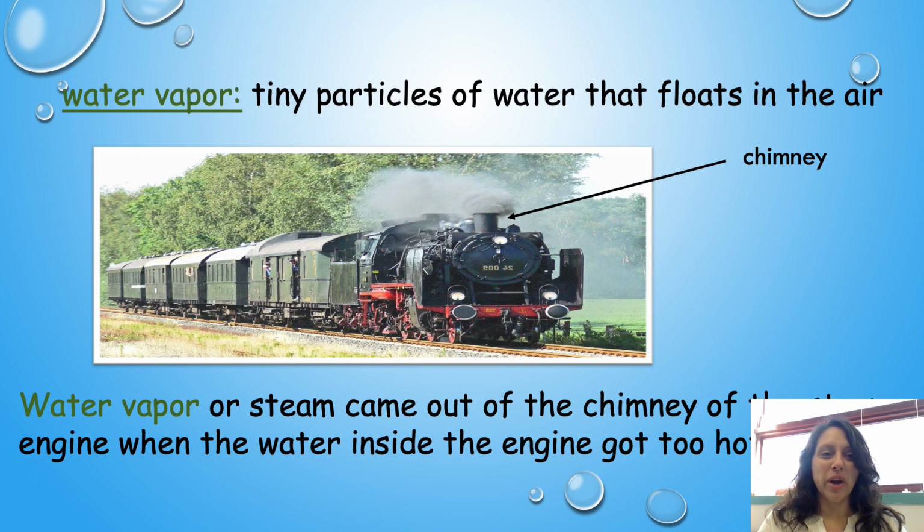Our next word is water vapor. They're tiny particles of water that float in the air. Here's a photograph of a steam engine, and there's an arrow pointing to the chimney of the steam engine. Listen to the sentence. Water vapor or steam came out of the chimney of a steam engine when the water inside of the engine got too hot. Can you think of a sentence that uses the word water vapor?